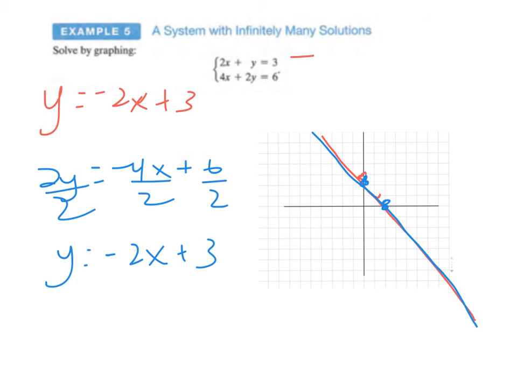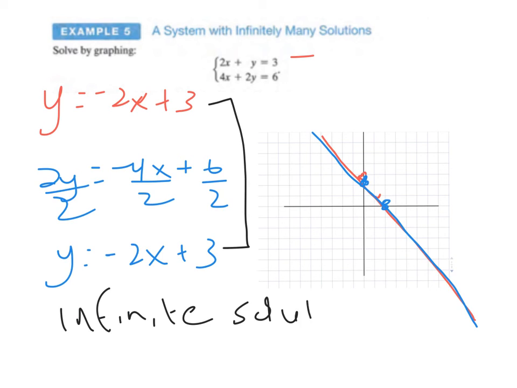If you look closely at the equations I've created, they're the exact same equations. So if we get the exact same equations, we have what's called infinite solutions, which basically means they're the same line. Same line, which the graph shows as well.